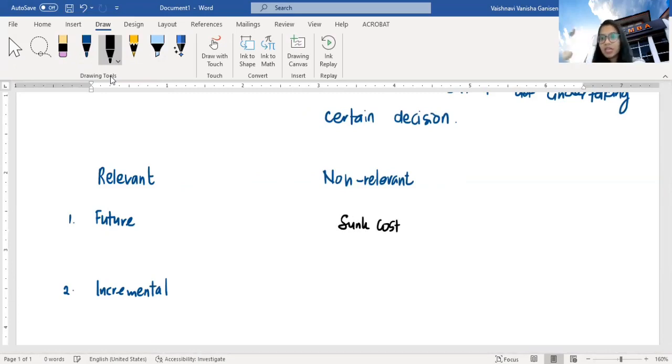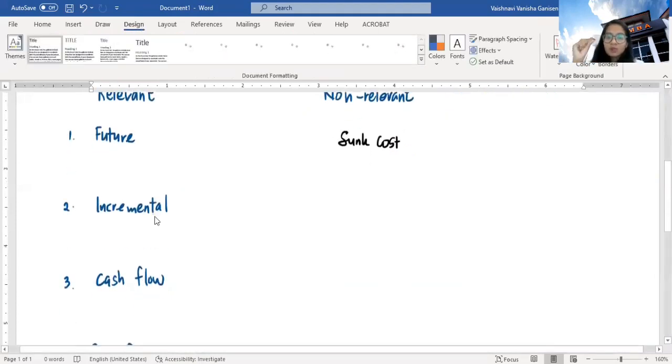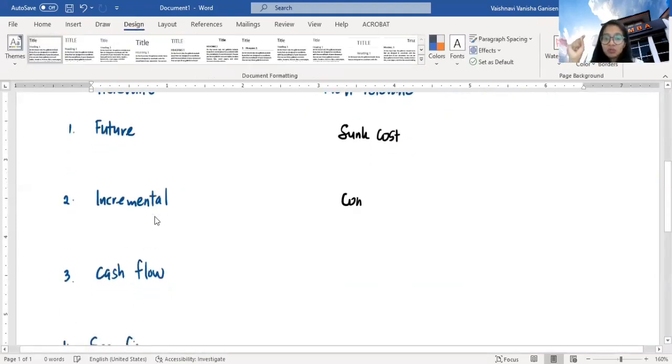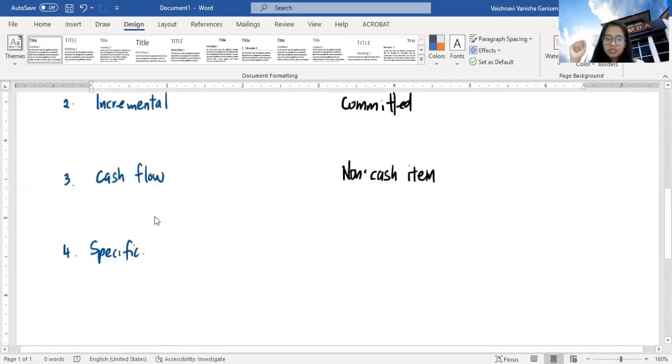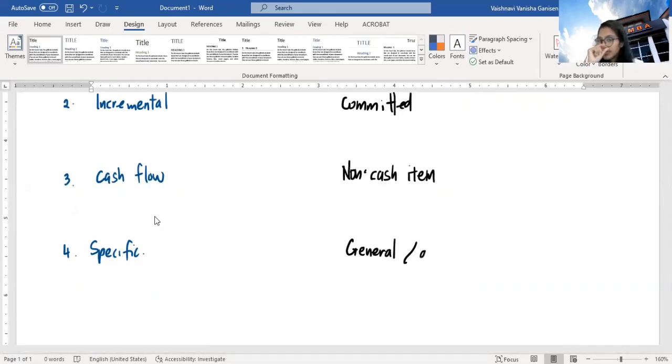Okay, so if relevant is a future cost, non-relevant is a historical cost or a sunk cost. The opposite of incremental is committed. I will explain it in a bit. The opposite of cash flow is a non-cash item. And here, the opposite of specific is general allocated cost.